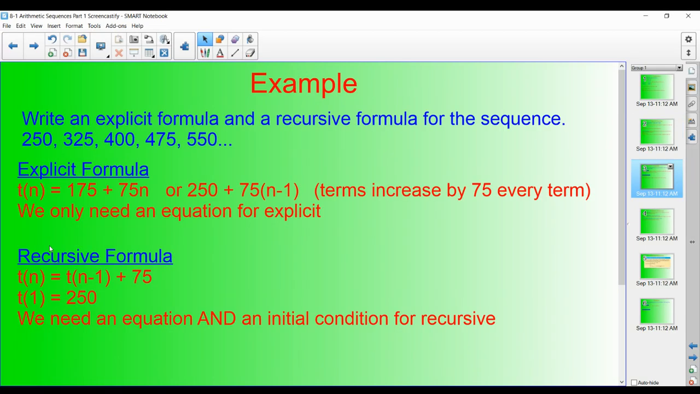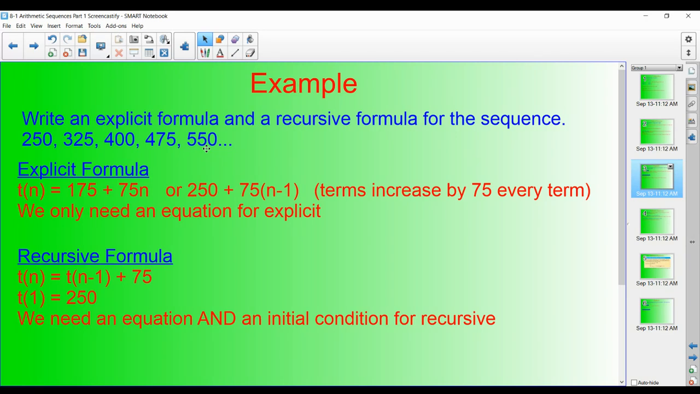So let's look at an example. We're going to write two different formulas for the sequence 250, 325, 400, 475, 550. What I see here is that they're all going up by a constant. So it looks pretty linear. We're going to have a name for this. It's going to be called an arithmetic sequence.